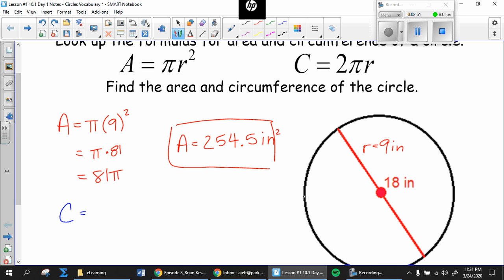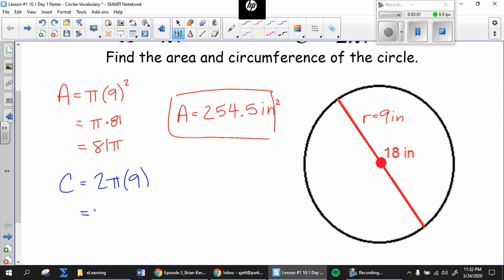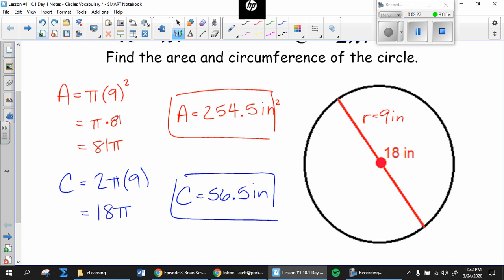Circumference, again, is just a distance. It's the distance all the way around the outside of the circle. So we're going to do 2 times pi times the radius, which our radius here is 9. 2 times 9 gives me 18, so that is equal to 18 pi. Again, that is an exact solution. That is an answer, that is a number. If we type that into our calculator using the pi button, we're going to get 56.5. Again, circumference is just a distance, so this is inches.